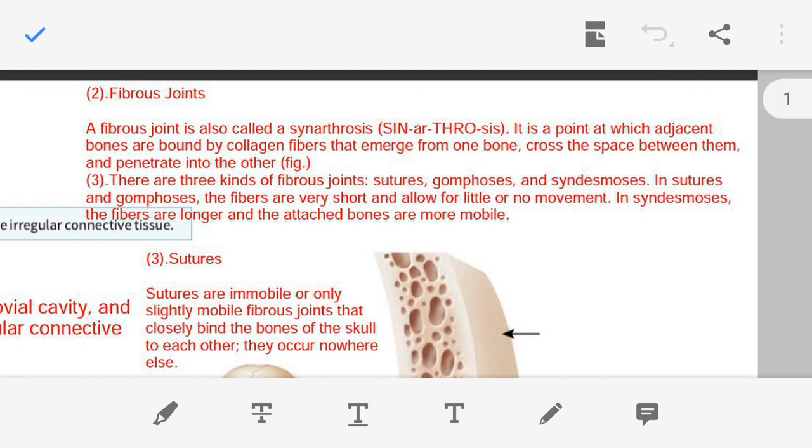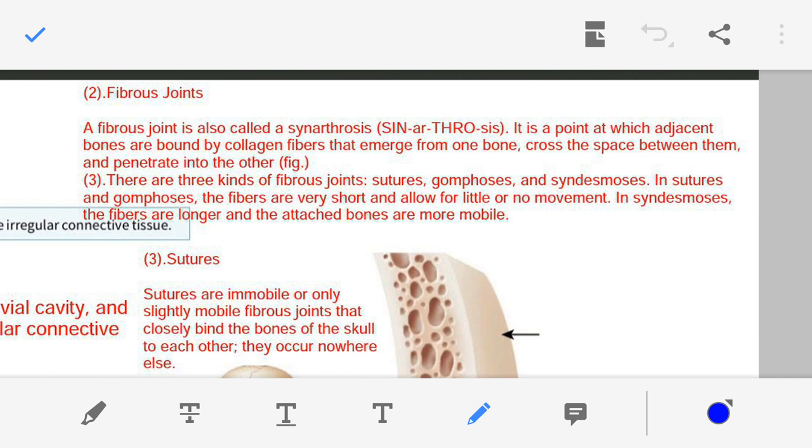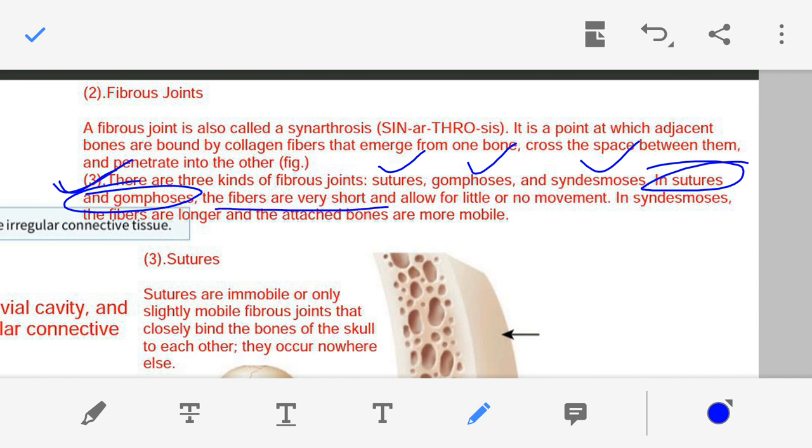Now there are three types of fibrous joint. One is suture, second is gomphosis, and the third one is known as the syndesmosis. Now in the sutures and gomphosis, the collagen fibers are very short, and since the fibers are very short, they allow little or no movement of joint. So in sutures and gomphosis, what we are remembering, the collagen fibers are the shorter ones, and they are allowing very little or no movement of the bones.